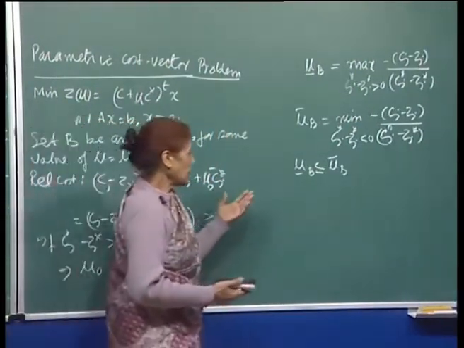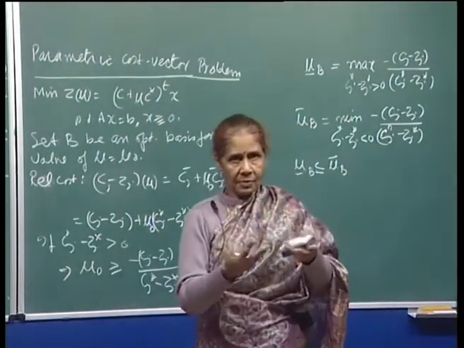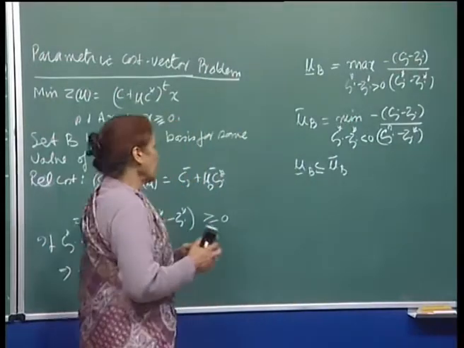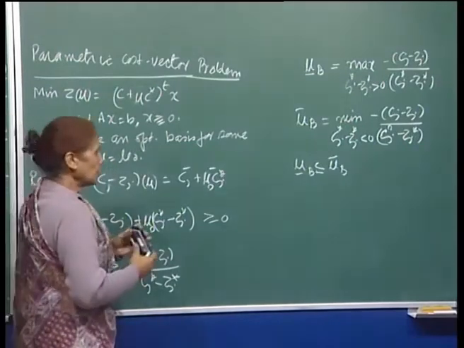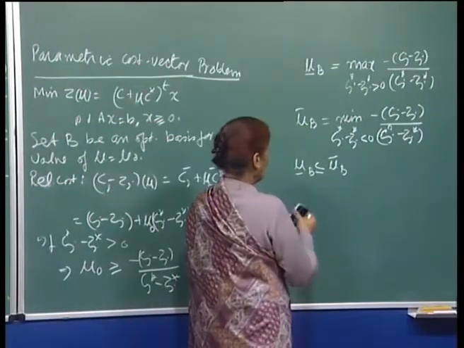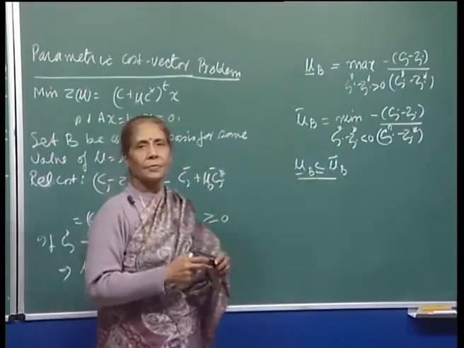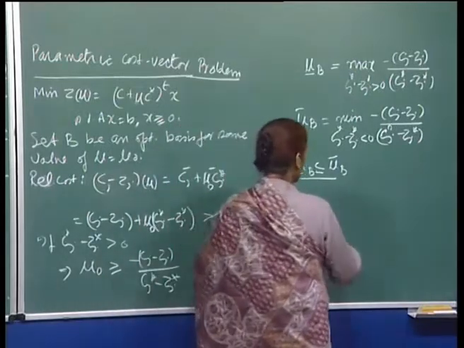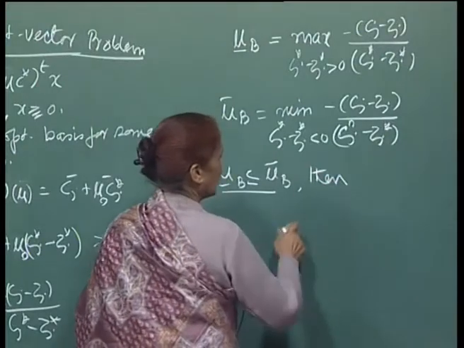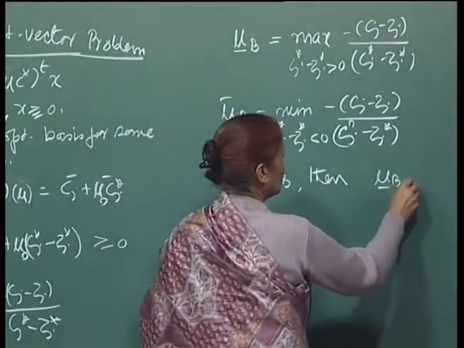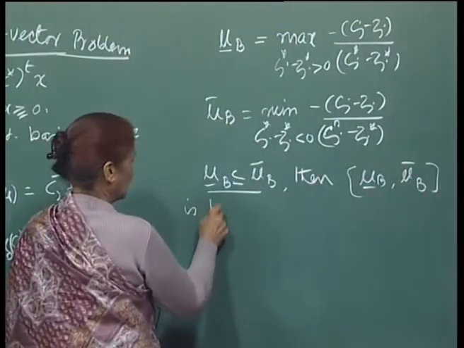If that does not happen, that means the basis is not optimal. It will never be optimal because the interval is empty for the basis B. But here we have started with B as an optimal basis for mu equal to mu naught. So in our case, this is true, and in fact mu naught is an element of this interval, which we call the characteristic interval.